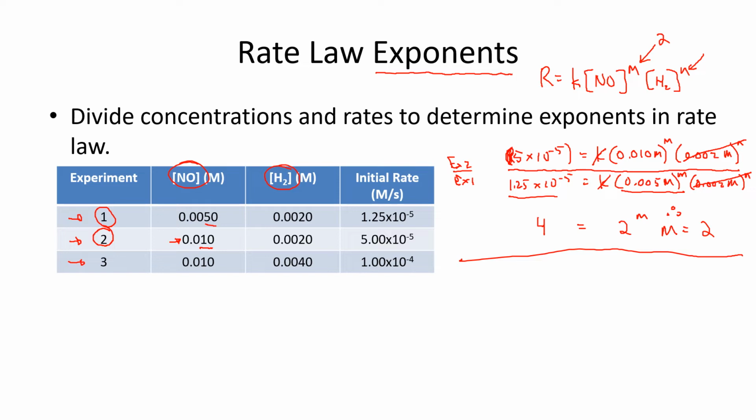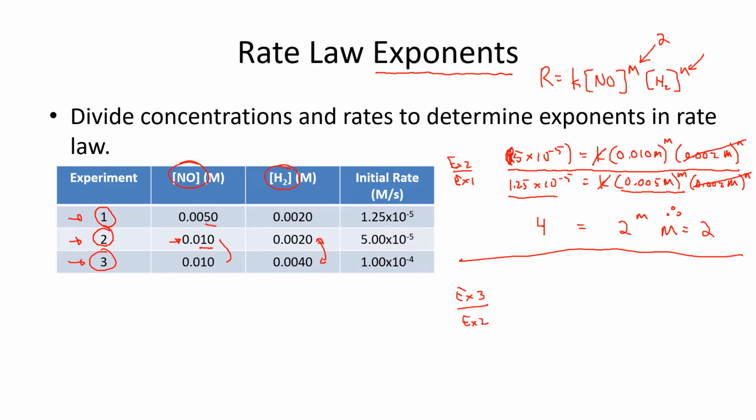So we'll go back to our experiments here, and I see that experiment 3 and experiment 2 have different values for hydrogen, but the same value for nitrogen monoxide. And so if I use those two, I should be able to do the same trick and work out what the exponent is on the hydrogen. So we'll do experiment 3 this time divided by experiment 2.